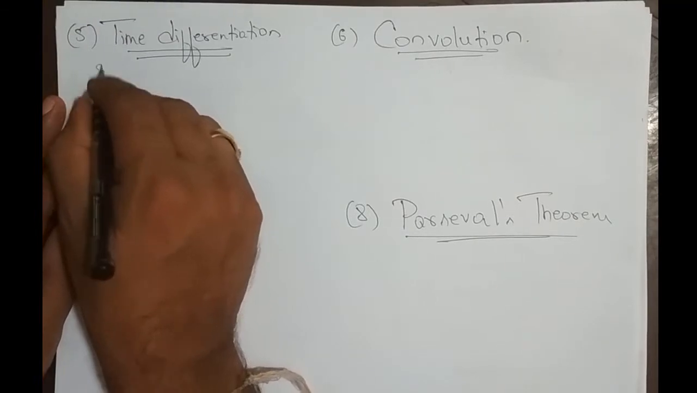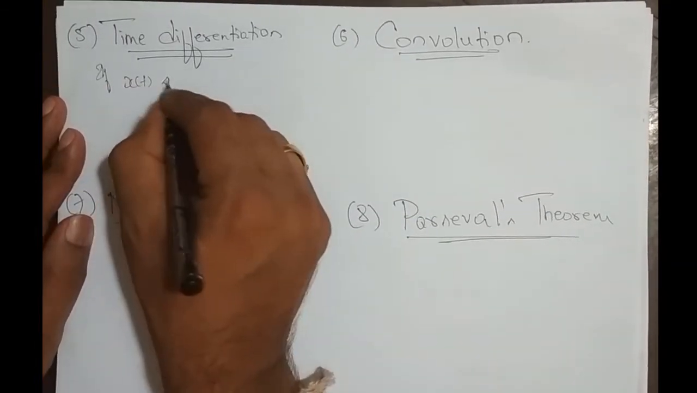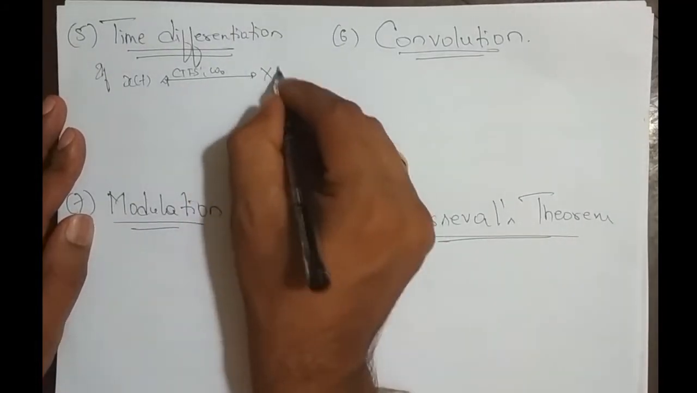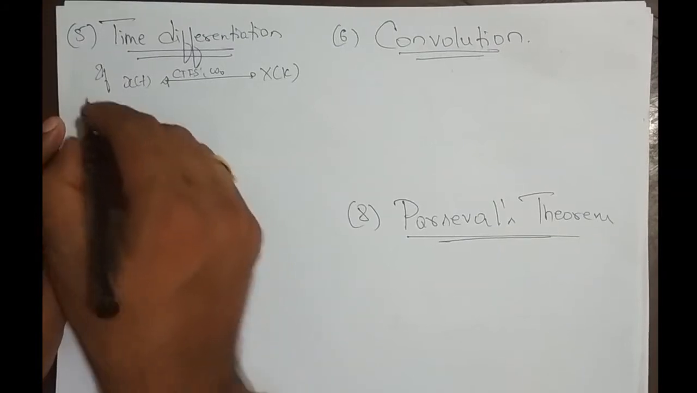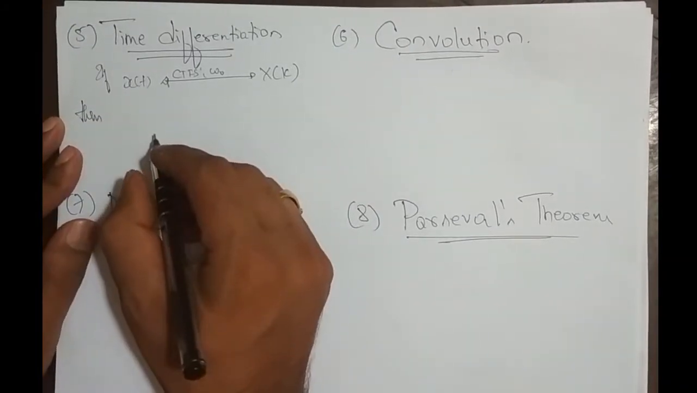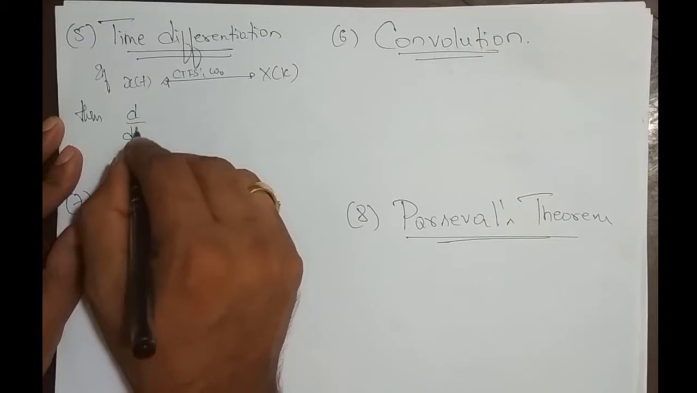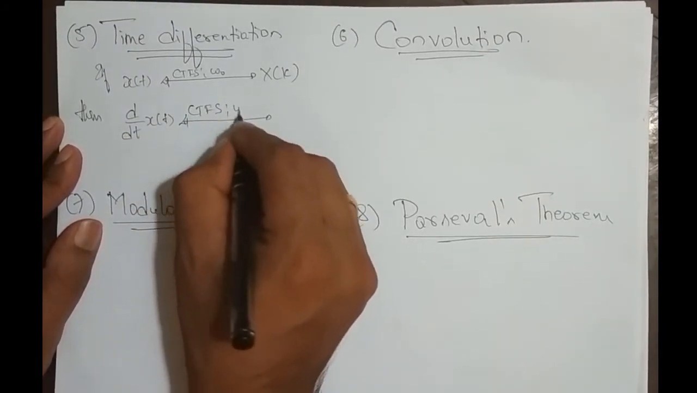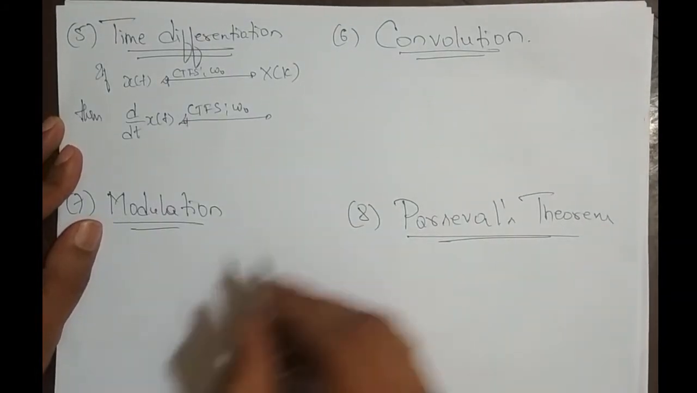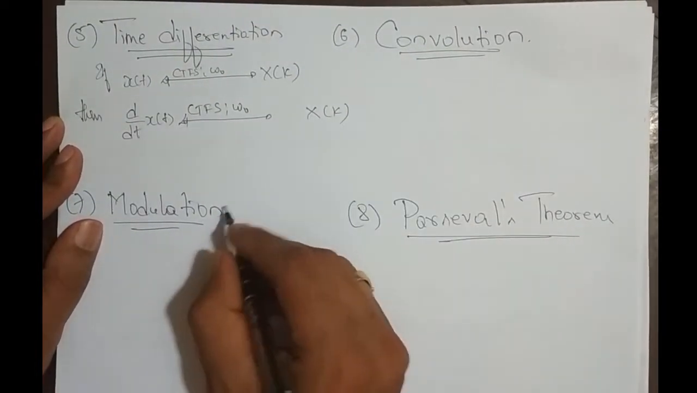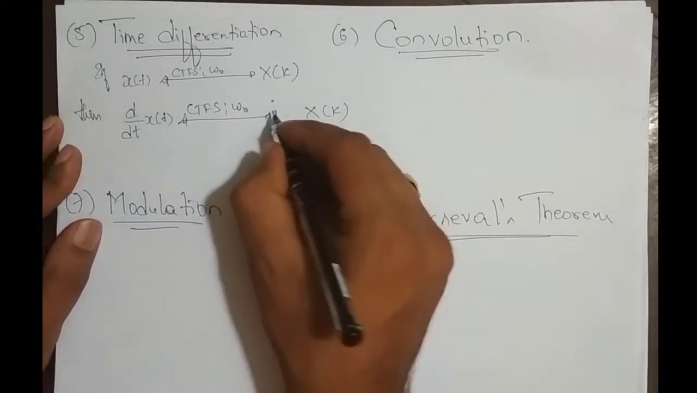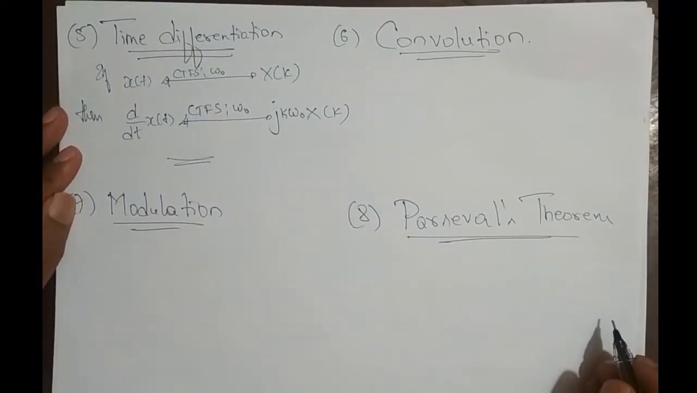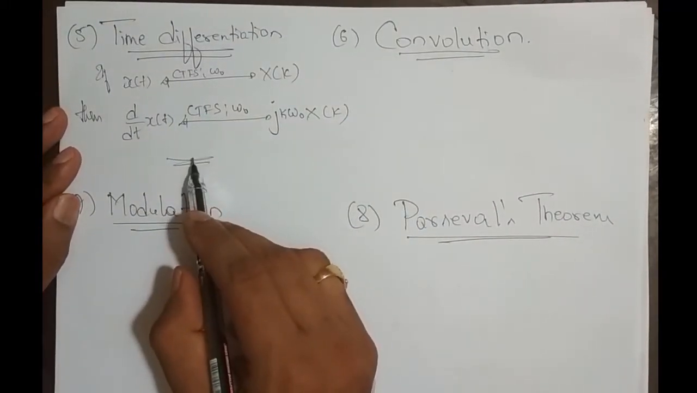Time differentiation. Again, if for the signal in time domain x of t, I take the continuous time Fourier series with fundamental frequency omega naught, I end up with X of k. Then if I differentiate the signal in time domain with respect to time and take its continuous time Fourier series with fundamental frequency omega naught, what happens in the frequency domain is X of k gets multiplied with j k omega naught. This is the statement for time differentiation.